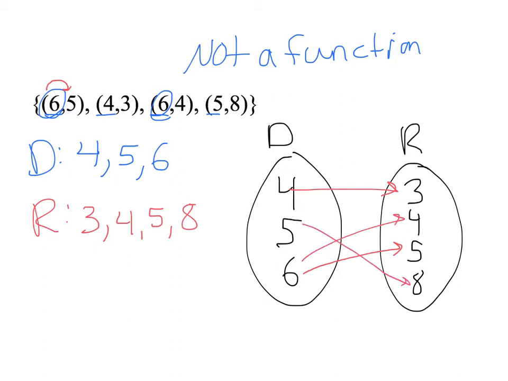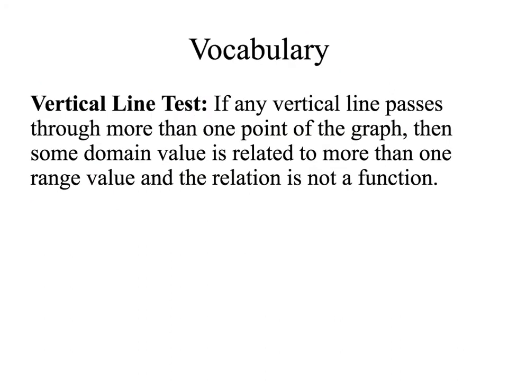Okay, so you could also tell here there's two numbers coming out of the 6. So again, it's always a relation, but it's not a function because right here, you have an x value that showed up twice, and every x value is only allowed to be paired with one y value. Okay, next vocabulary we have here, it's called the vertical line test.